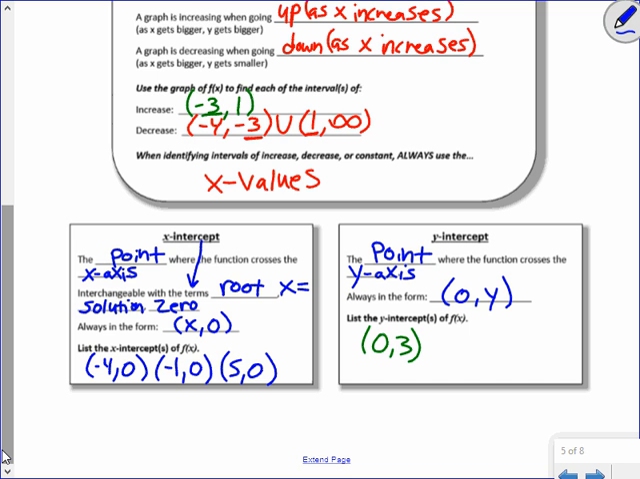If it's not a function and it's kind of like looping around everywhere like this, obviously you can have more than 1 y-intercept. See, this kind of example right here. But when it's a function, you'll only have 1 y-intercept. Keep that in mind when you guys are going through examples.